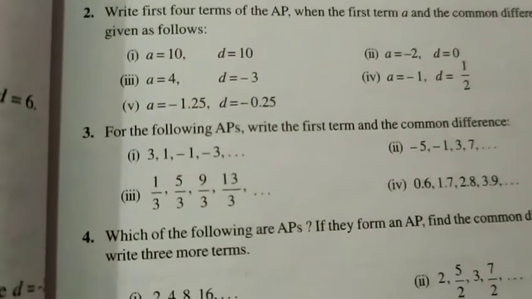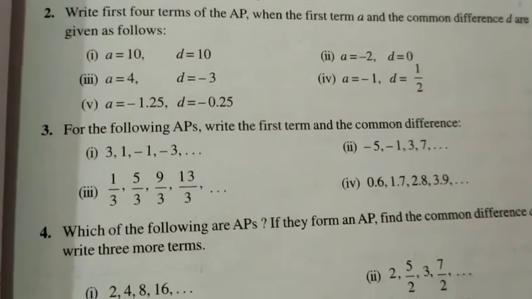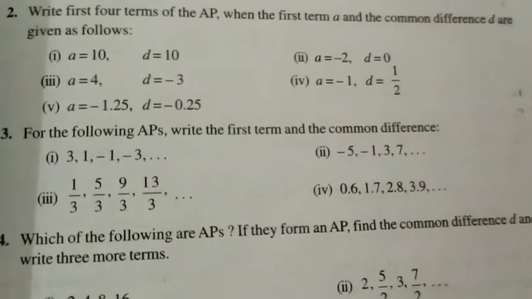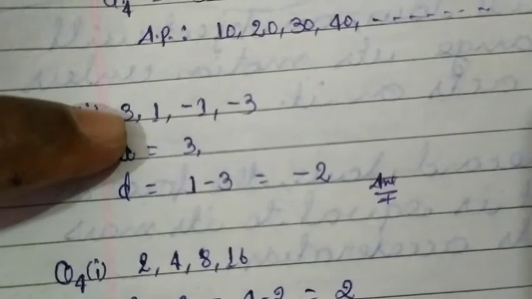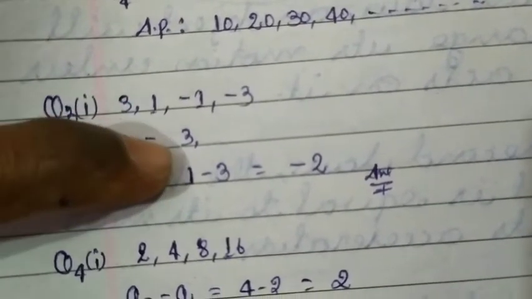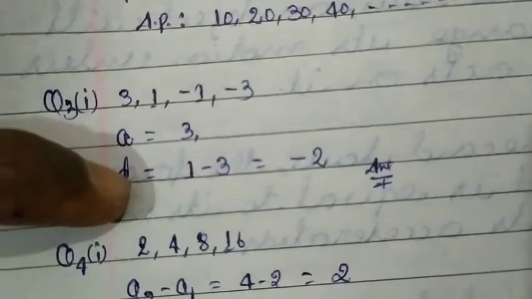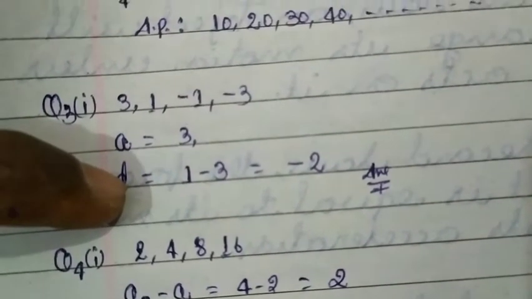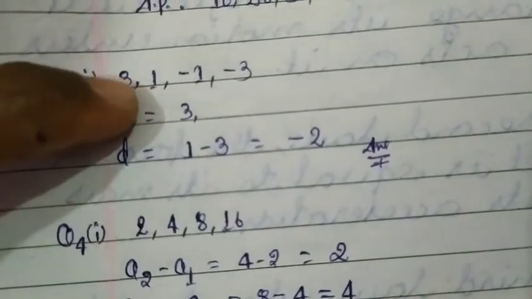Question number 3. For the following APs, write the first term and the common difference. Again the same. You have to find the first term and the common difference. So the first term is not any difficult task. Simply see the first term, the leftmost term, that is 3. So A is 3, first term is 3. Now the D. D is nothing but the difference of the succeeding term minus preceding term. Okay. So succeeding is 1, preceding is 3. So 1 minus 3, that is minus 2.